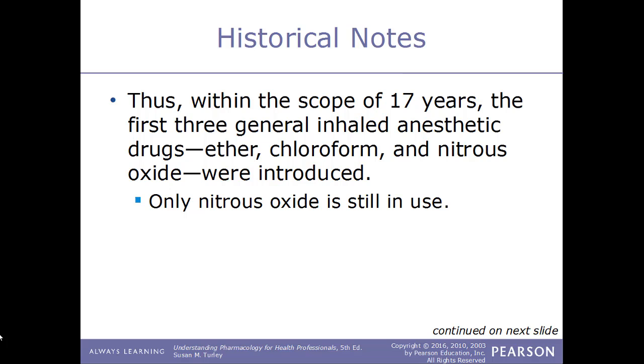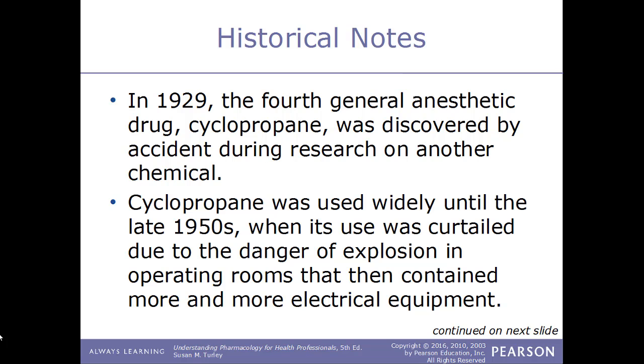So within the scope of 17 years, the first three general inhaled anesthetic drugs, ether, chloroform, and nitrous oxide, were introduced. And only nitrous oxide is still in use today. In 1929, the fourth general anesthetic drug, cyclopropane, was discovered by accident doing research on another chemical. Cyclopropane was used widely until the late 1950s, when its use was curtailed due to the danger of explosion in operating rooms that then contained much more electrical equipment.